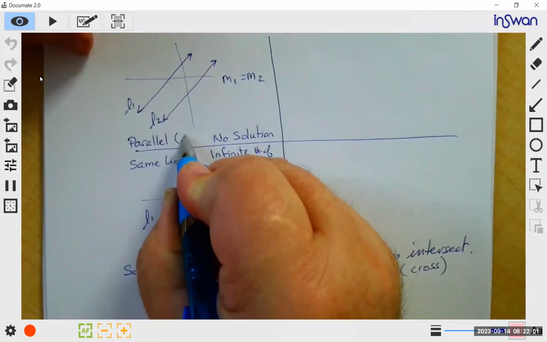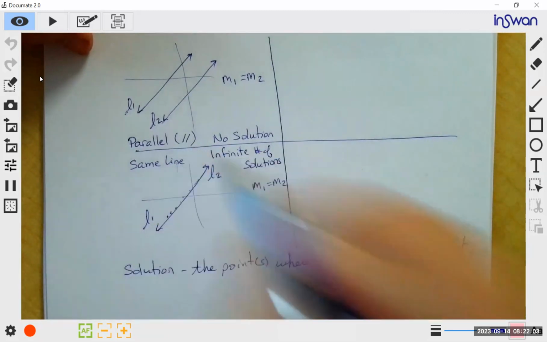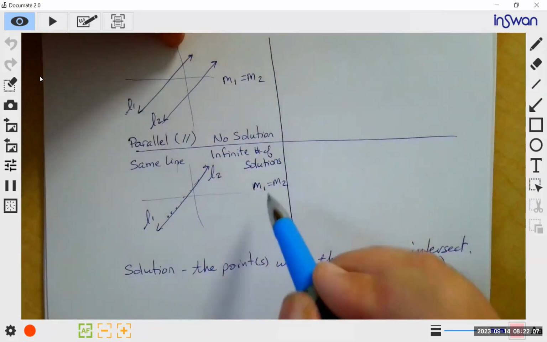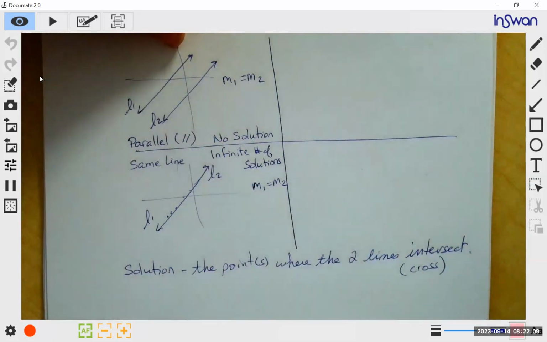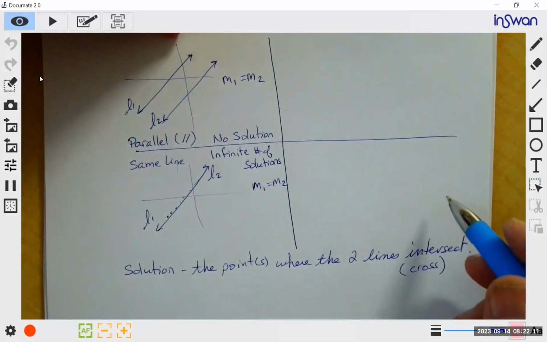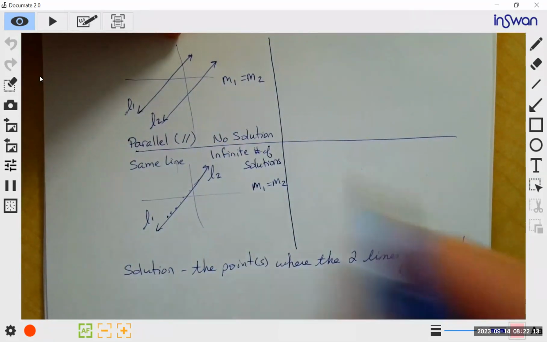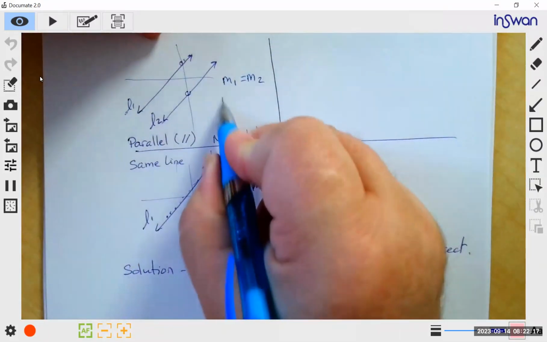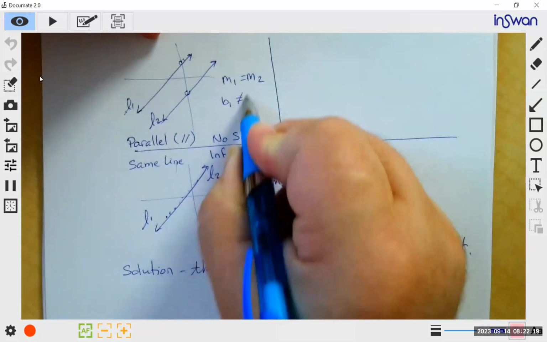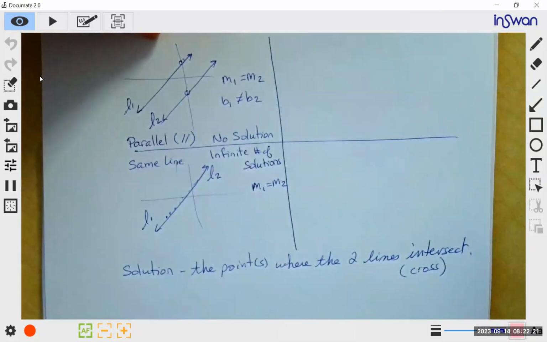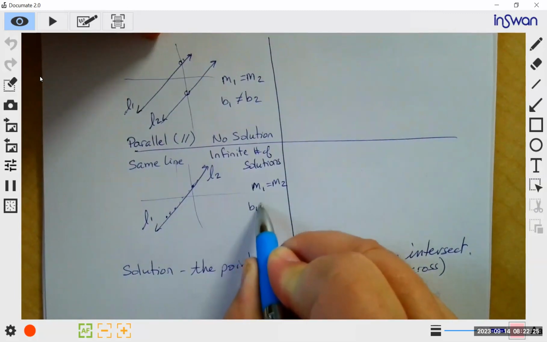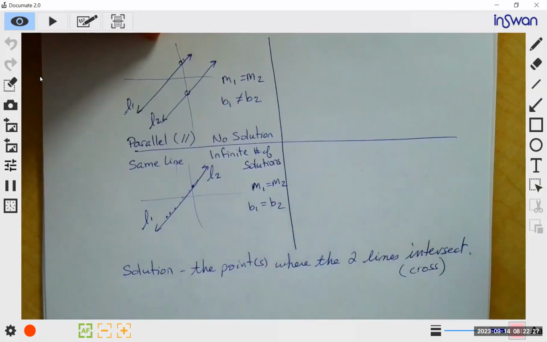A shortcut to abbreviate parallel, we just write those two little hash marks. If the same slope, then they could be the same line or they could be parallel. What makes them different? The y-intercepts. Because for parallel lines, the y-intercepts have to be different. If they have the same y-intercepts and the same slope, then they're the same line.